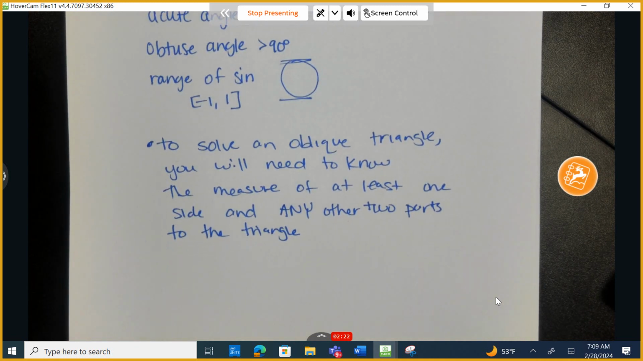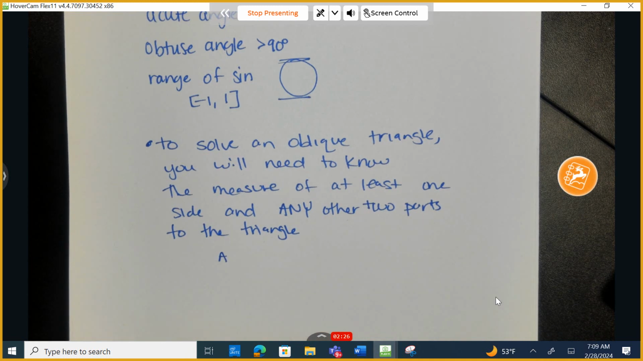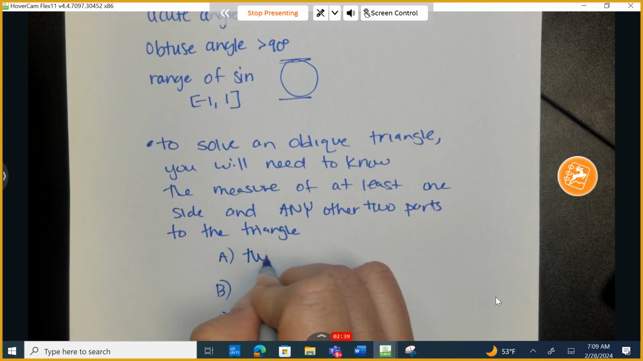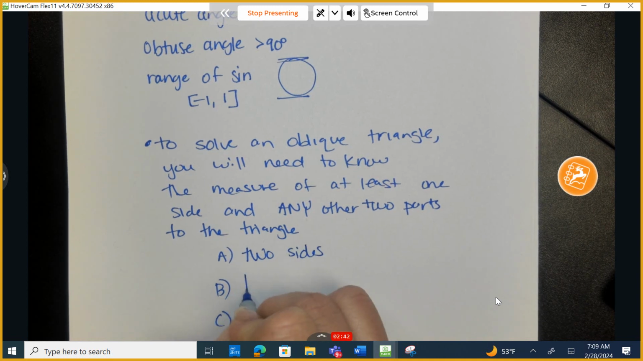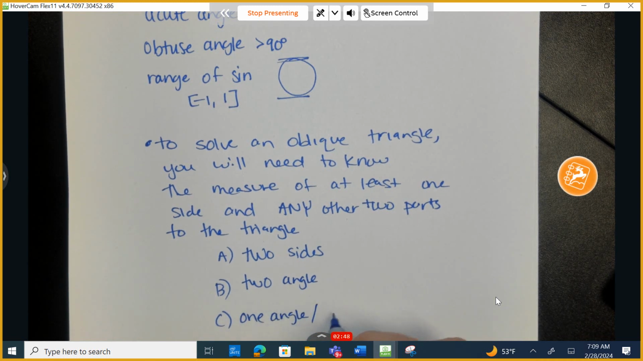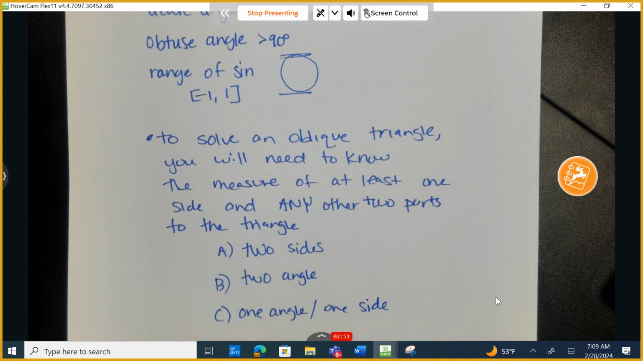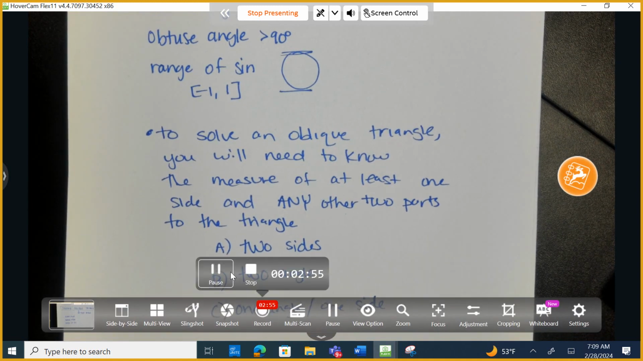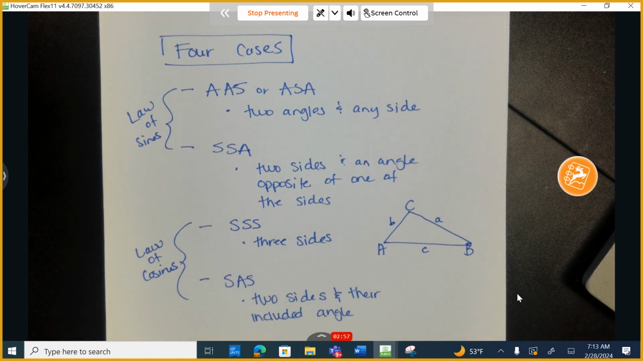Now, what could those other parts be? To solve an oblique triangle, you will need to know the measure of at least one side and any 2 other parts to a triangle. Yes. Oh, you're giving me options. Oh, I'm so sorry, Allison. One is we could know the 2 other sides. Others, if we could know the 2 angles, and maybe we're provided with 1 angle and 1 side. I'm going to press pause and give you a chance to catch up writing this. Alright, so please press pause if you're watching this back and write this down and then come back to the video. So there's 4 different cases based on the information that we're going to be provided.